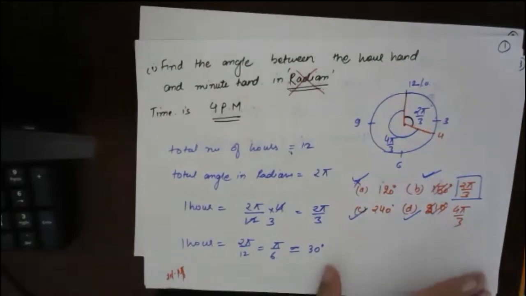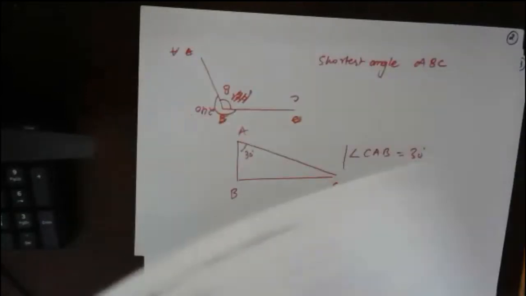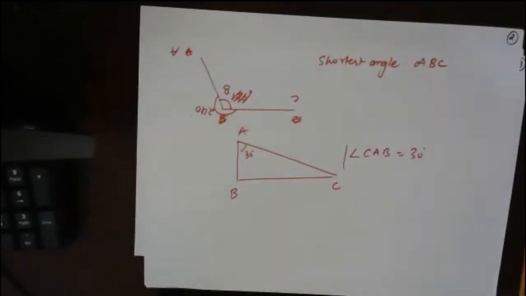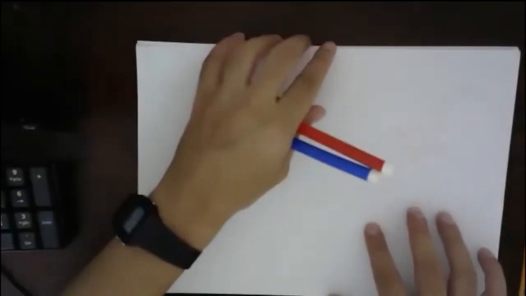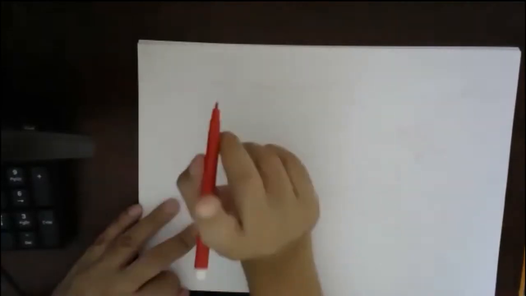Everybody understood what I'm trying to ask? Very good. This is multiple choice. Multiple choice means more than one correct. Now find the angle between the hour hand and minute hand. Find the shortest angle. I'm saying the shortest angle. They can ask like this. So find the shortest angle between the hour hand and the minute hand at the time 8 p.m.